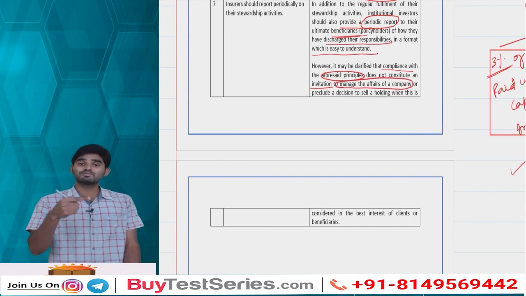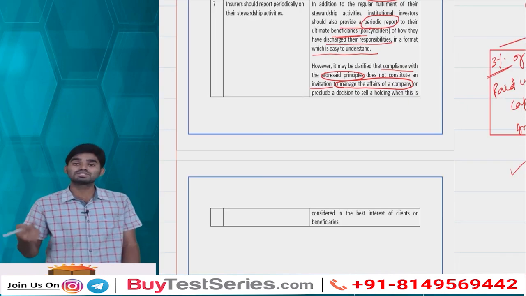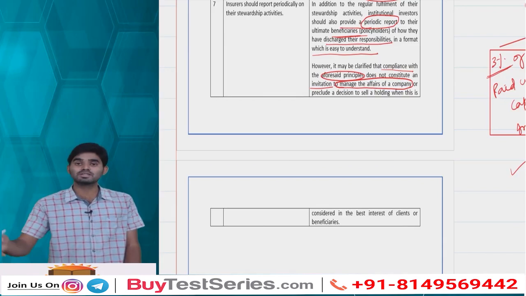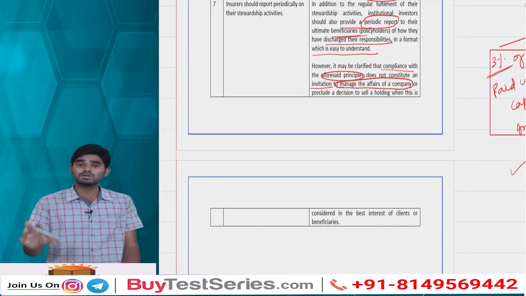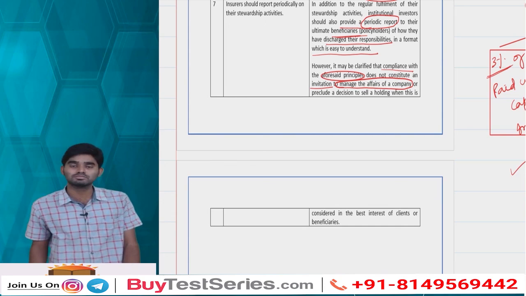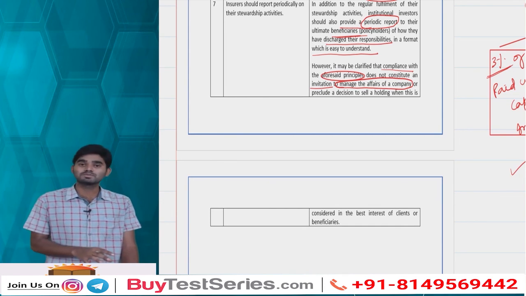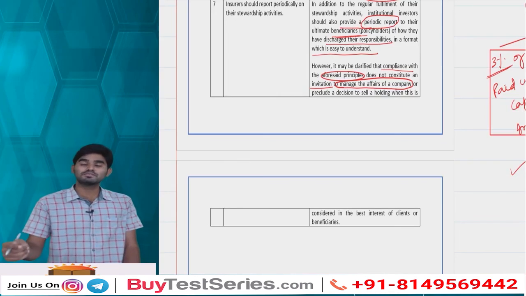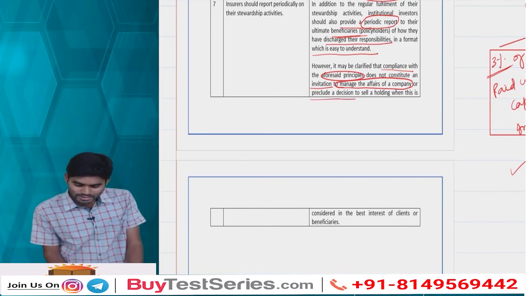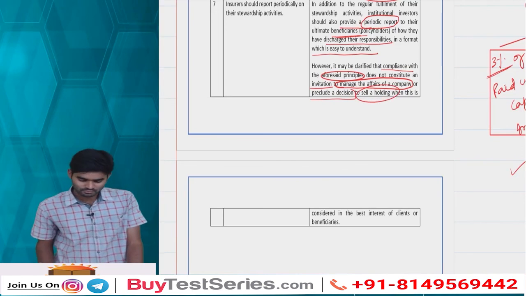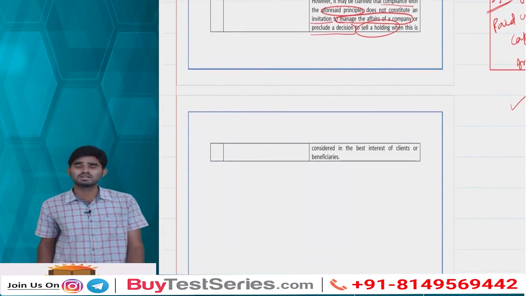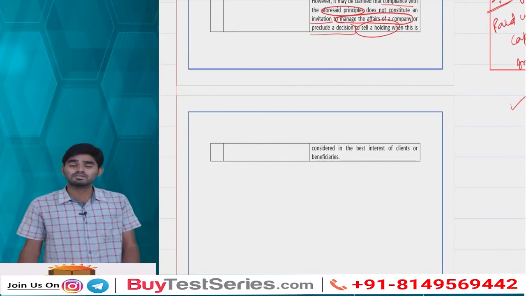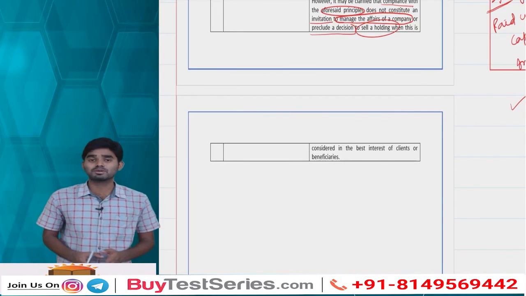So the principles are provided to the insurance companies or the institutional investors to actively participate in the investee companies for the benefit of the beneficiaries, but not with respect to controlling those investee companies. The target of these principles is not to control or manage the affairs of the investee companies or preclude a decision to sell a holding when this is considered in the best interest of the clients. So you don't have any right to sell off the undertaking of the investee company. Clear, everyone?